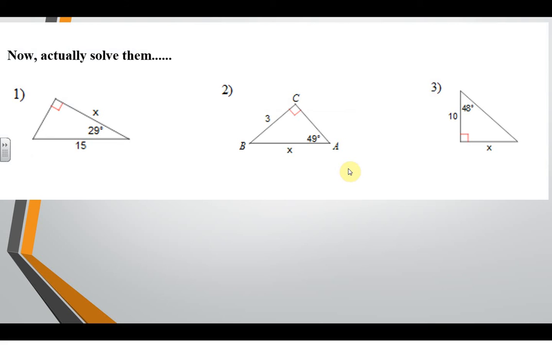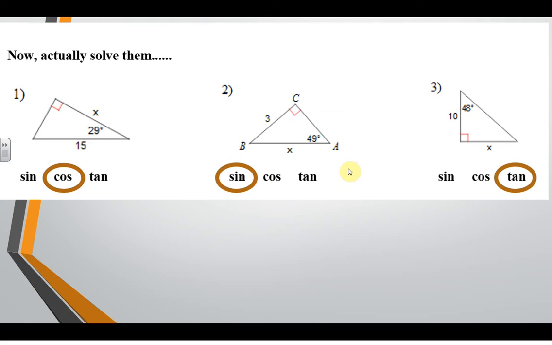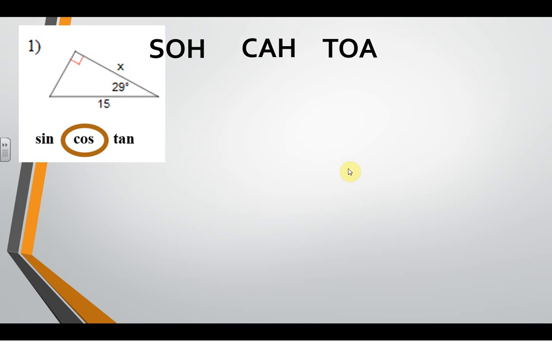Okay, so now we're going to actually solve them. So we're going to use all the information we just said. So we actually figured out how we're solving these. And we're going to do it. SOHCAHTOA. So in number 1, I have cosine.